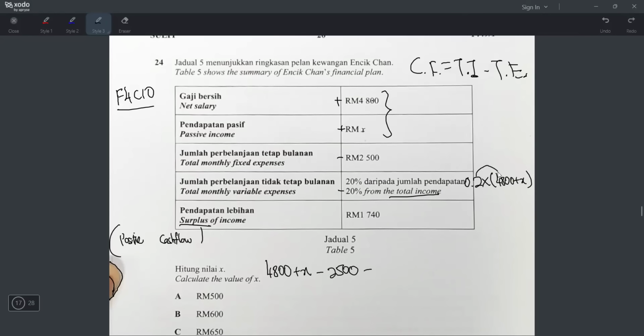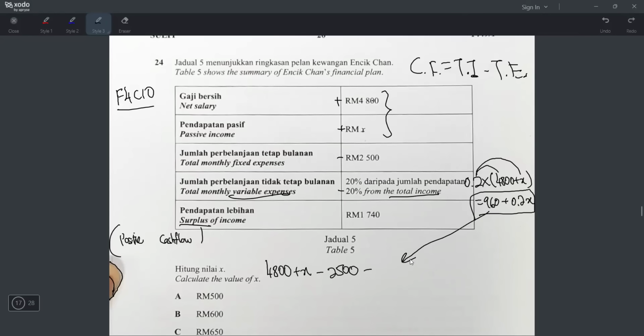And I can actually expand this, right? So when you times inside the bracket, you have to times the two terms. So 0.2 times 4800. What do you get? 960. And then plus with 0.2x. So this is your total monthly variable expenses.